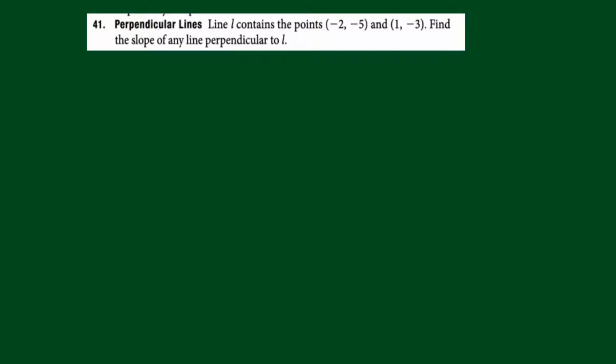Now we've got a line that contains these 2 points. The line passes through these 2 points. And we want to find the slope of a line that's perpendicular to our line. So we know this, that perpendicular lines have negative reciprocal slopes. Okay, so what does that mean? Negative reciprocal slopes. Let's interpret that.